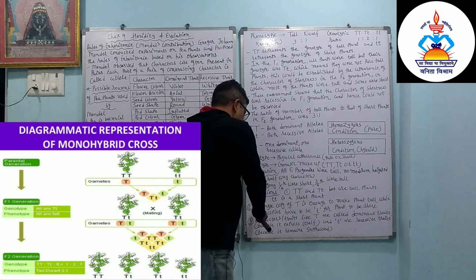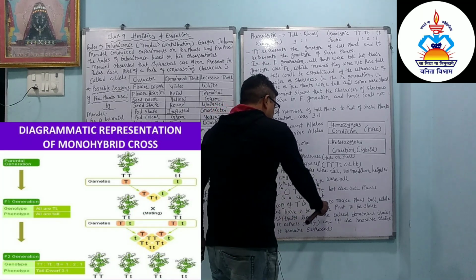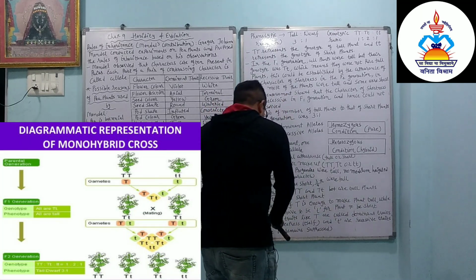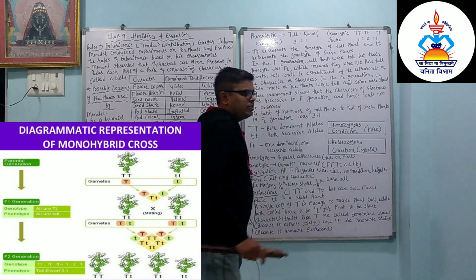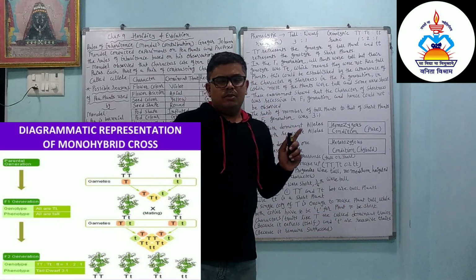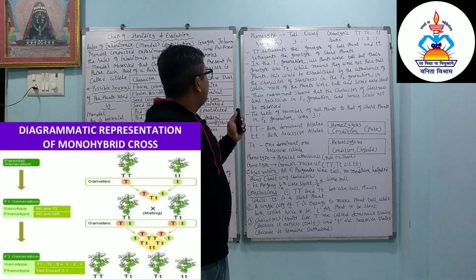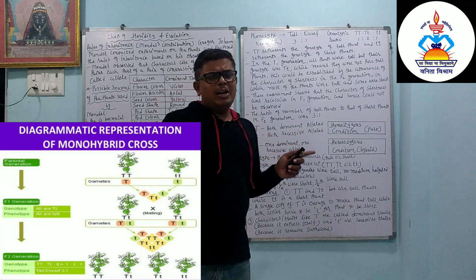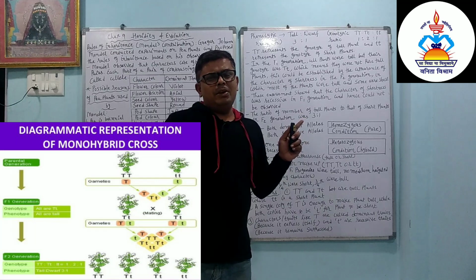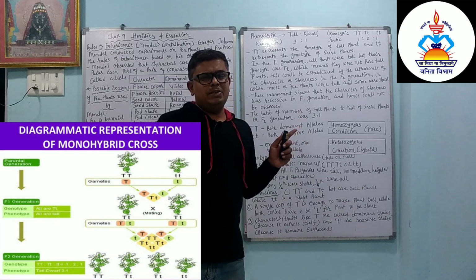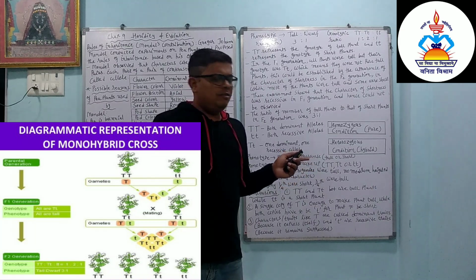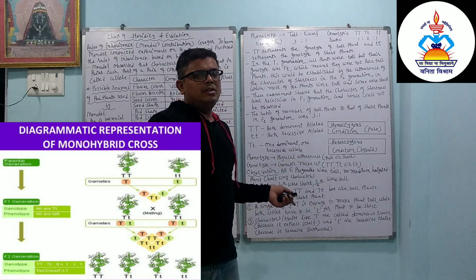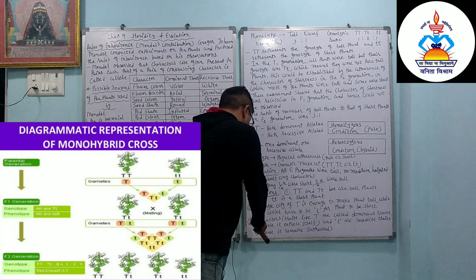A single copy of capital T is enough to make the plant tall, while both the copies have to be small t for the plant to be short. So we can say that in the genotype, if only one capital T is present, then it makes the tall plant, but if both the small t are present, then it makes the short plant.